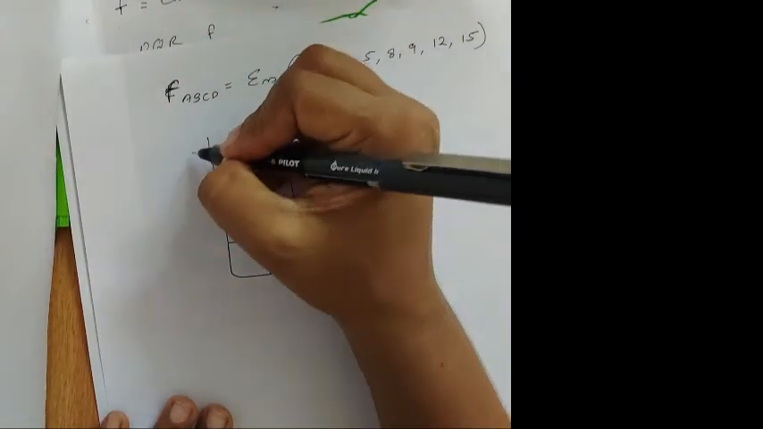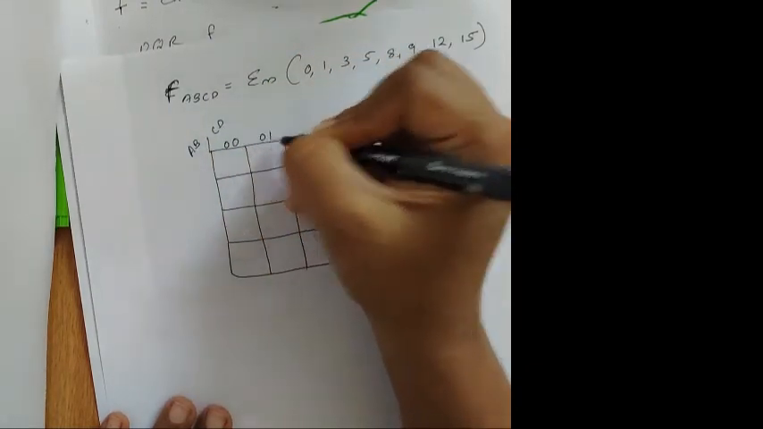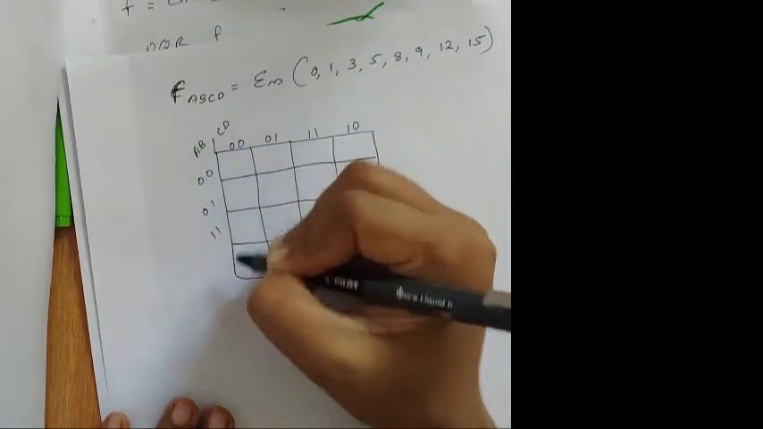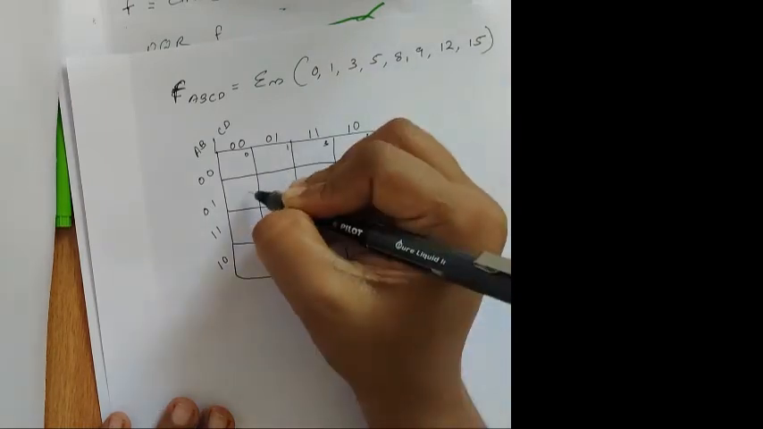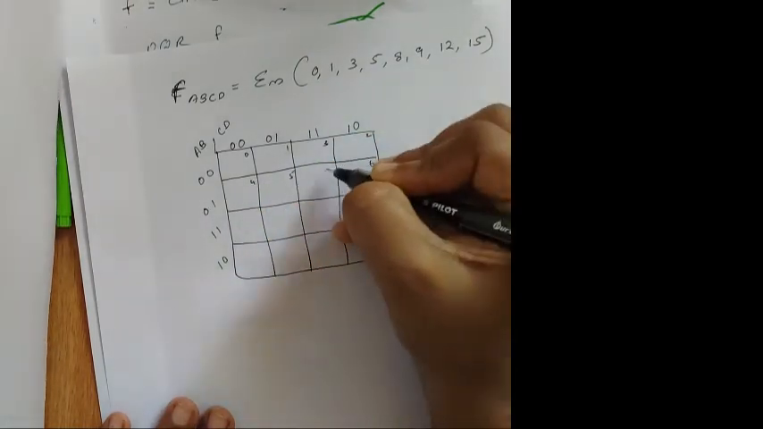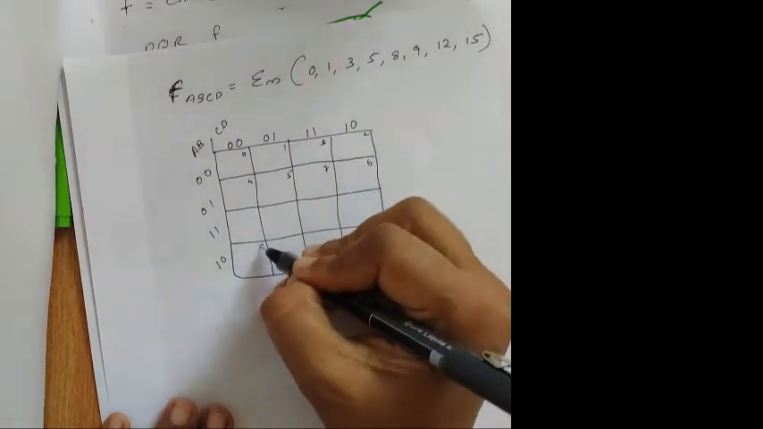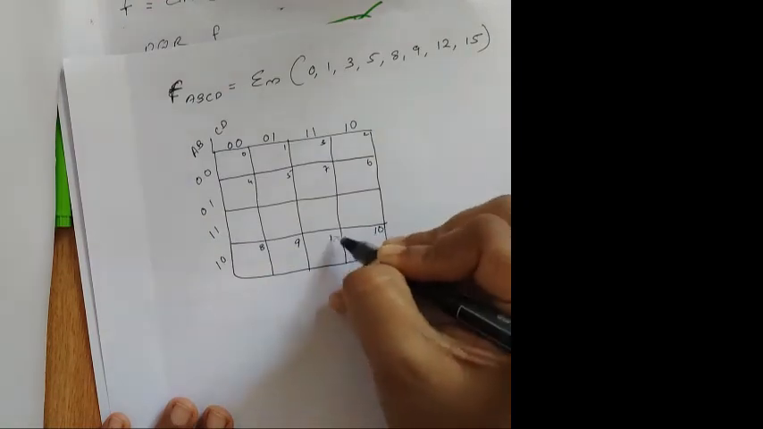Okay. A, B, C, D, 0, 0, 0, 1, 1, 1, 1, 0, 0, 0, 0, 1, 1, 1, 1, 0, 0, 1, 2, 3, 4, 5, 6, 7. Don't forget to write the truth table. It is very important. If you can write the truth table, that will help you to score marks.